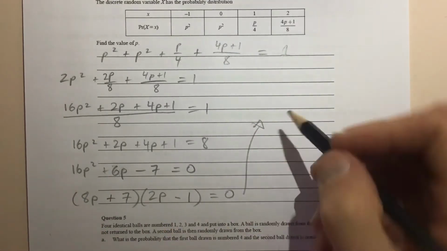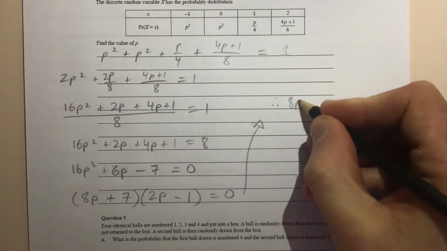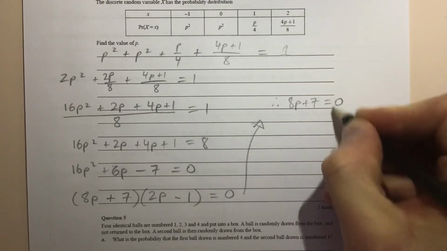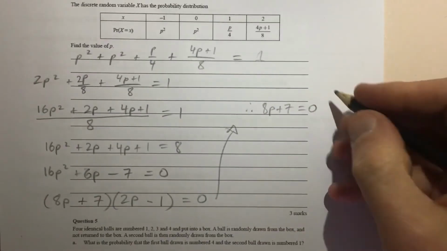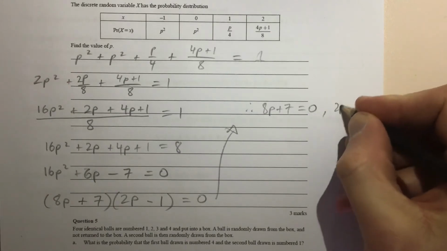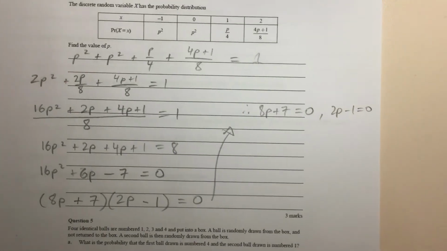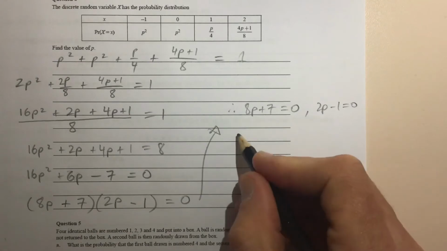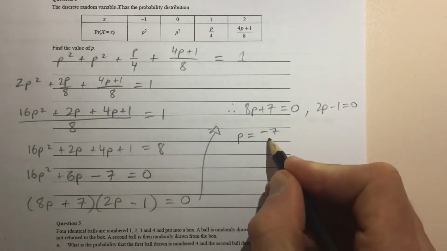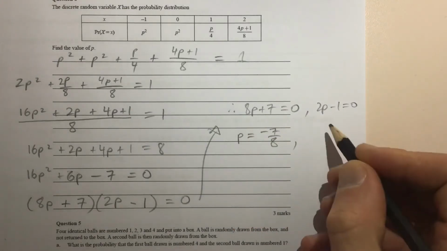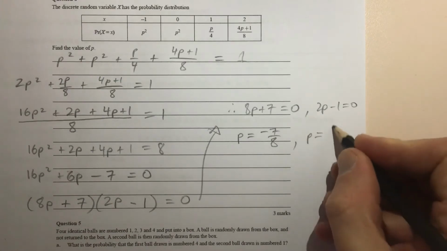And so with that, we can now say, therefore, 8p plus 7 equals 0, or 2p minus 1 equals 0. If 8p plus 7 equals 0, then p equals -7 on 8. And if 2p minus 1 equals 0, then p equals positive 1/2.